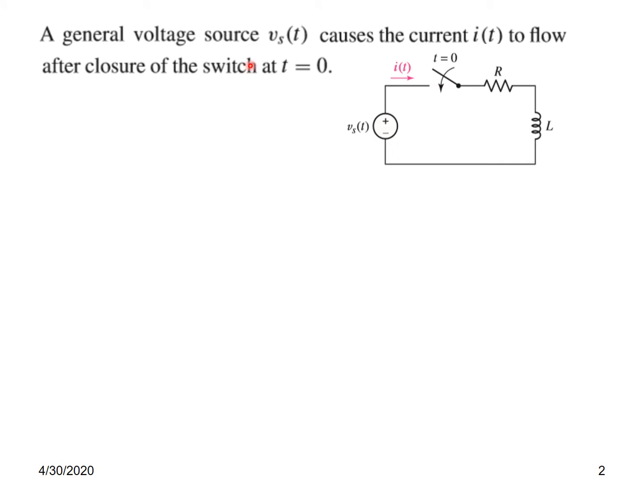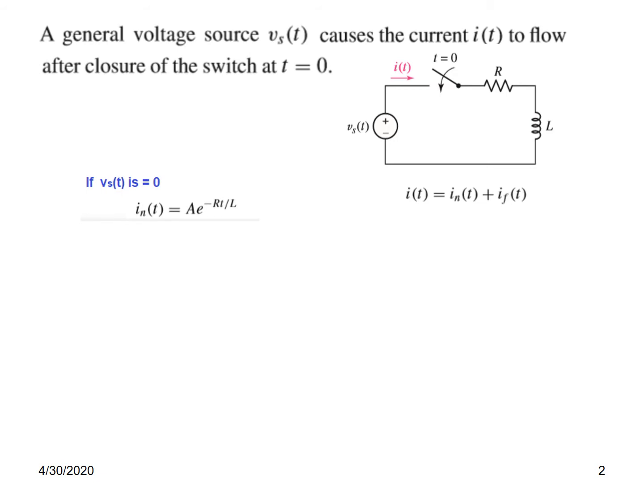A general voltage source Vs causes current It to flow after closure of this switch. So this is the circuit, and we close this switch, a current It will flow through the circuit. Now this current, or the total current in the circuit, is actually a combination of two currents. One is the forced current, which is due to the source. But if we make this source zero, then whatever current flows is called the natural current, and the total current is the sum of the two.